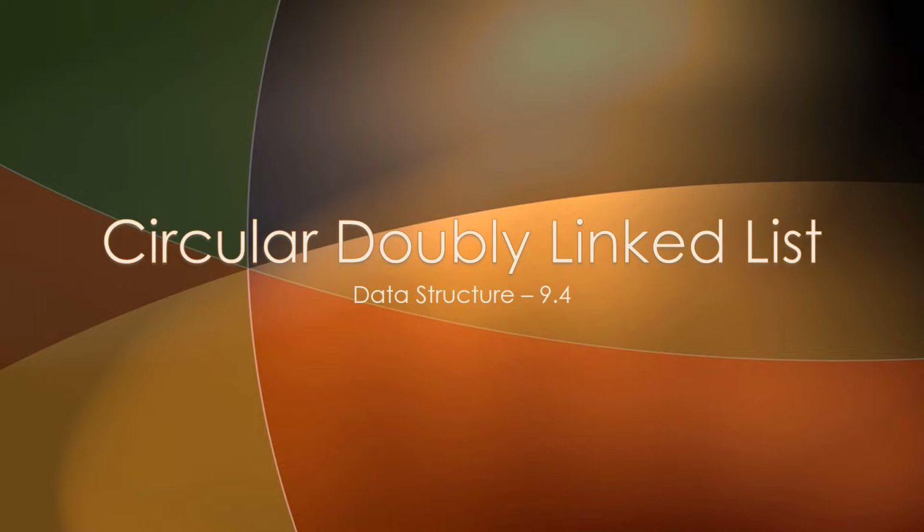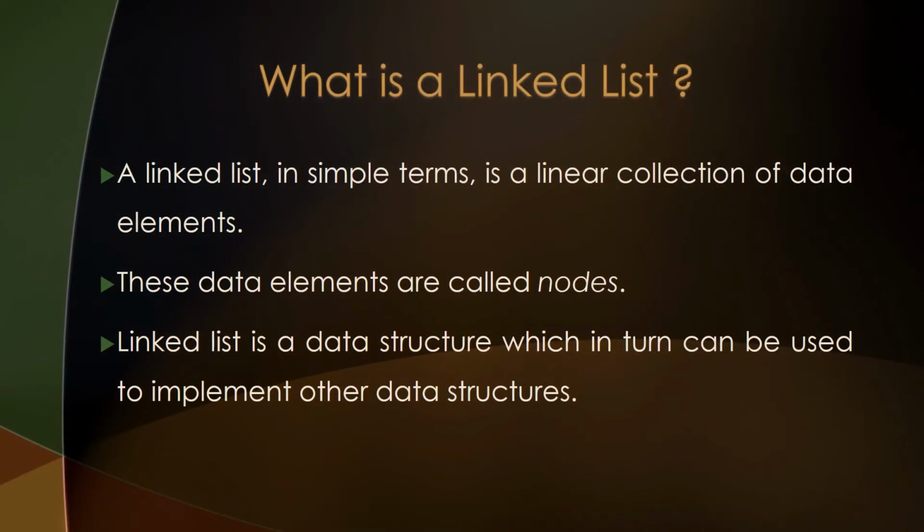So today we will be covering a concept known as the circular doubly linked list, which is basically a combination of the circular linked list and a doubly linked list. So we'll start by again revising what is a linked list. A linked list in simple terms is a linear collection of data elements. These data elements are called nodes.